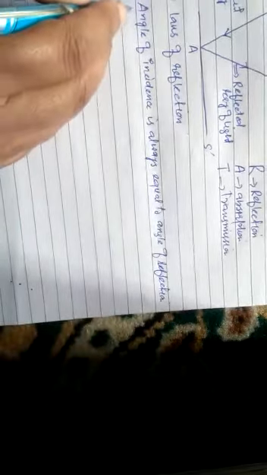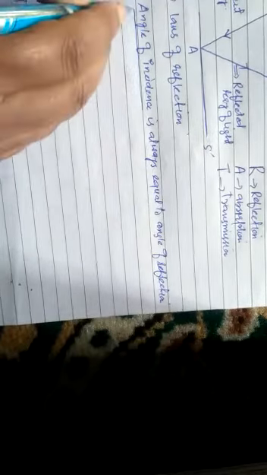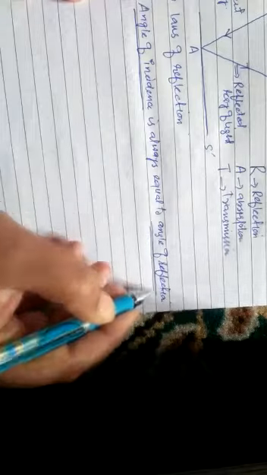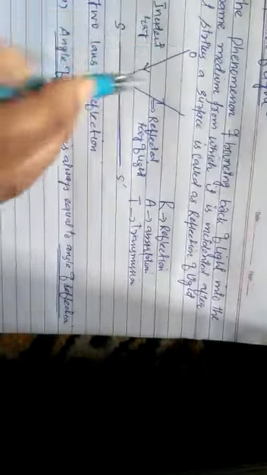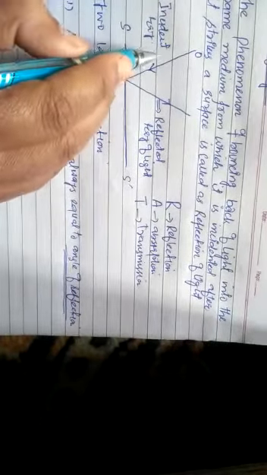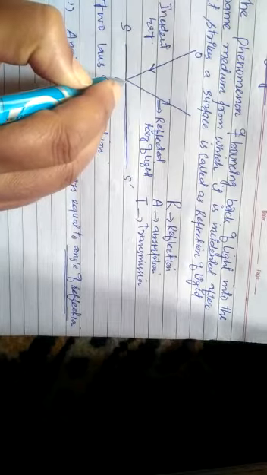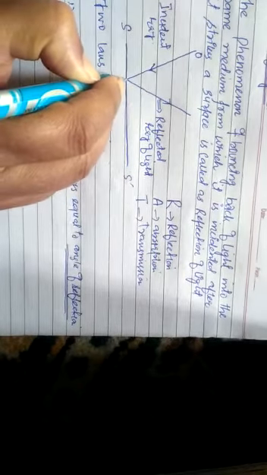Now the question here is, what is angle of incidence and what is angle of reflection? Mind here, in this diagram, this ray, as I told you, is called the incident ray. This ray is called the reflected ray. Now I am going to put here a normal.